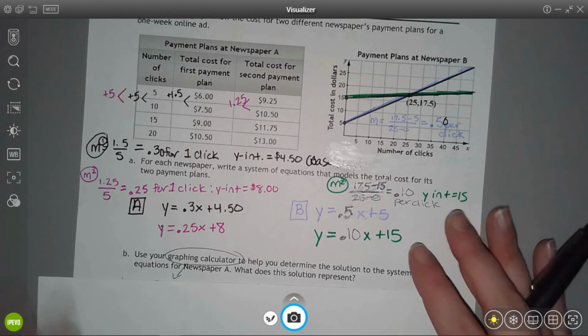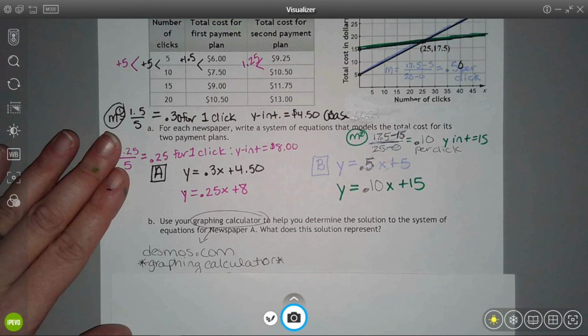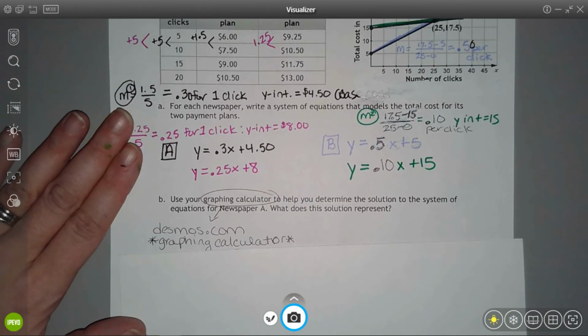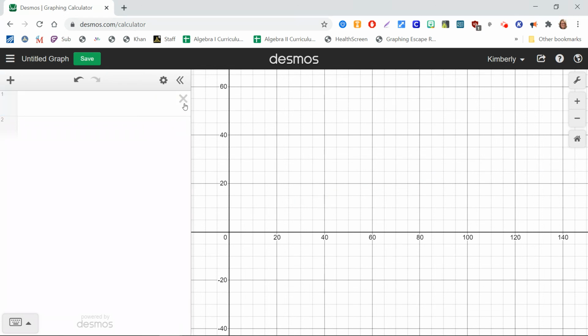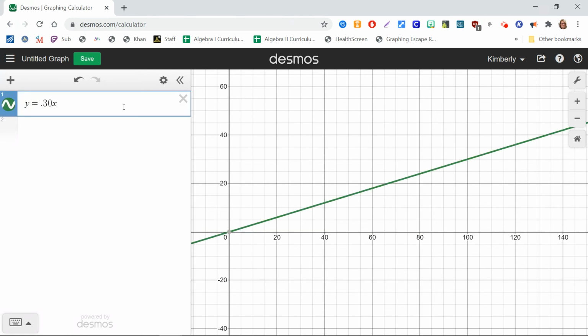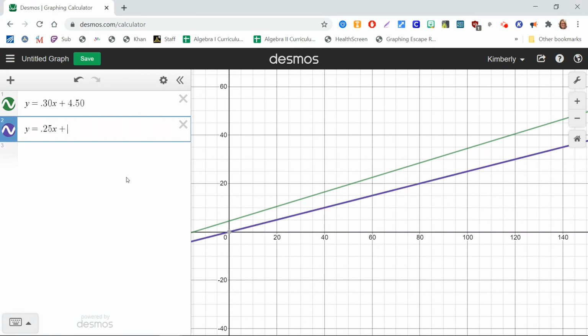So now they say use a graphing calculator. Guys, that's the Desmos, okay? That's desmos.com, click graphing calculator. And so I'm going to bring that back over here. And I'm going to type in my 2 equations again. They just want newspaper A, so I'm not even going to worry about that second one. So we're going to say Y equals 0.30x plus $4.50 to start. That's the green line. And then our second equation, Y equals 0.25x plus $8 to start.